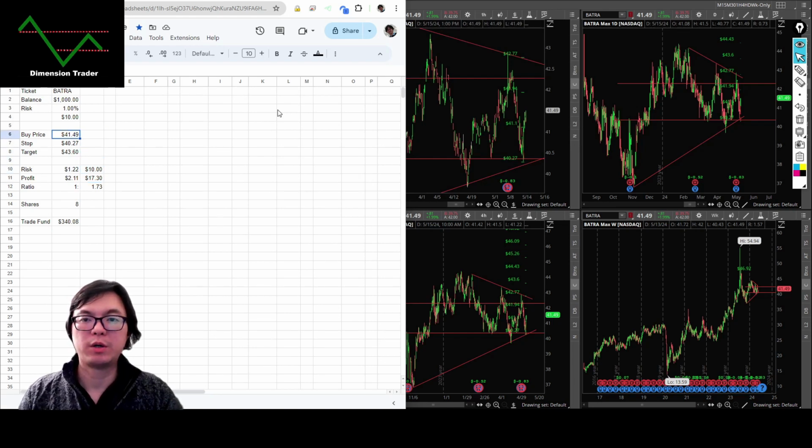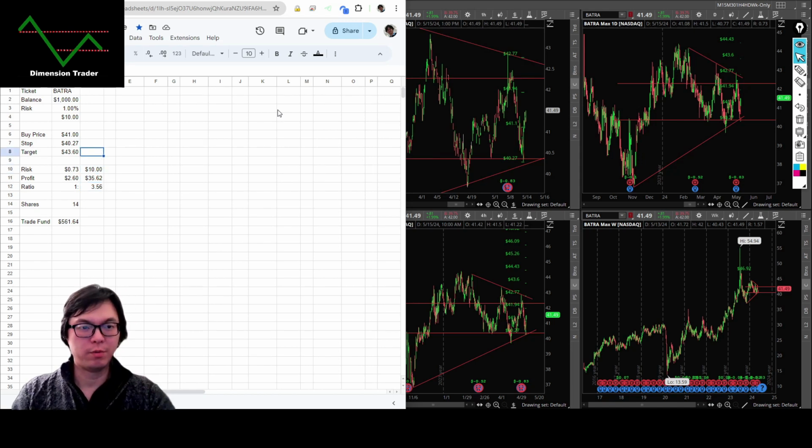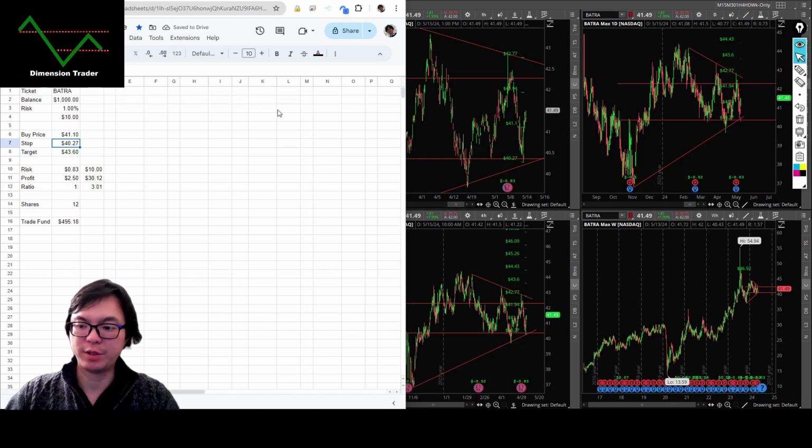Our entry is whatever the market has available when it's open. But our best scenario will be looking around $41 as our entry. Then this will bring up our ratio to 3.56, which is almost 1 to 3.5. So it depends on your entry position. Let's just leave it at 41.10, just as an example for this trade setup.